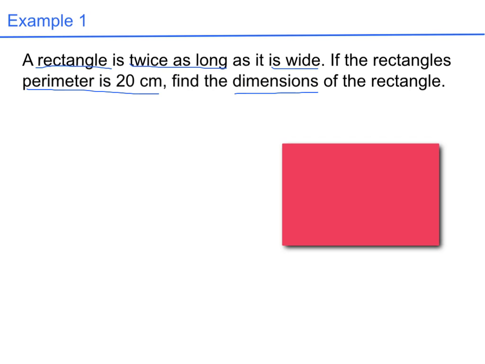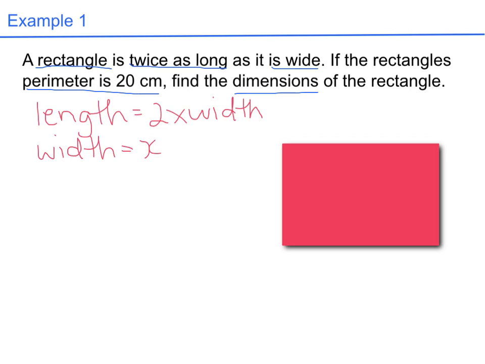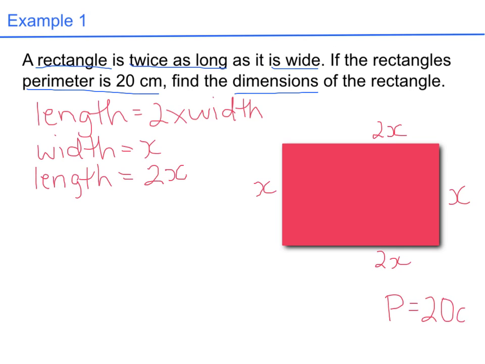Looking at the information about the rectangle, we know that the length is equal to twice the width. Now step 2 was to rewrite the question using pronumerals, so let's call the width x. This means that the length will be equal to 2 times x, which we know from our algebra skills is 2x. The last piece of key information is that the perimeter of this rectangle is equal to 20 centimetres.